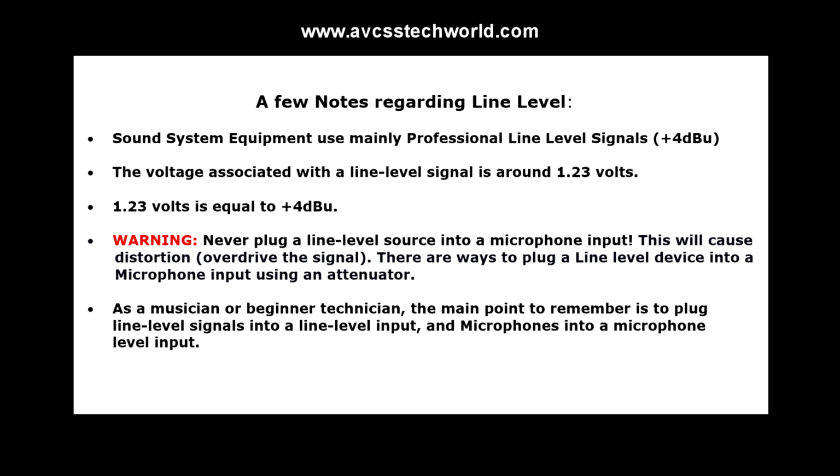Here are a few notes regarding line level. Sound system equipment uses mainly professional line level signals, which is +4 dBu. The voltage associated with a line level signal is around 1.23 volts. 1.23 volts is equal to +4 dBu.